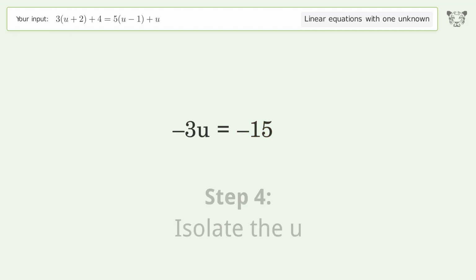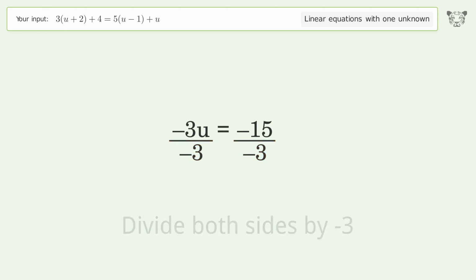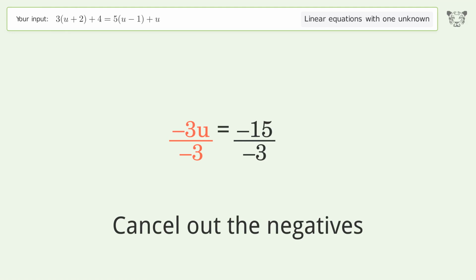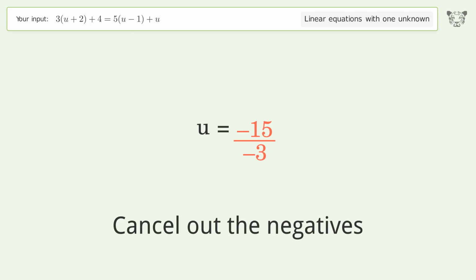Isolate the u. Divide both sides by -3. Cancel out the negatives. Simplify the fraction. Cancel out the negatives.